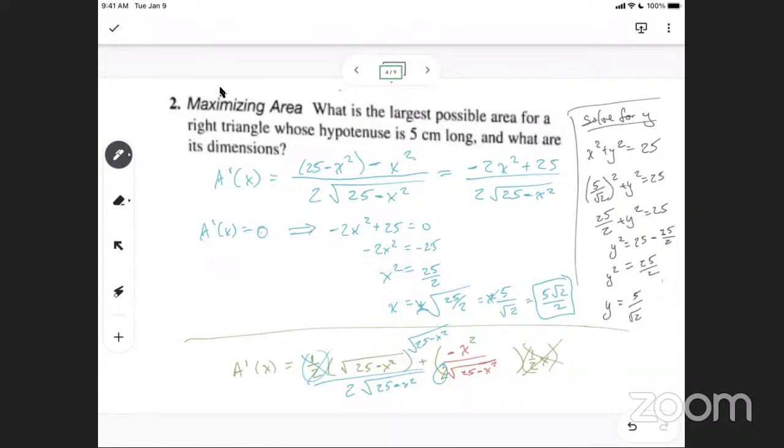So what is the area then? So there's my y. So what is the area? Remember, area is 1/2 base times height, or x times y. So it's 1/2 times 5 over root 2 times 5 over root 2, which equals 25 over root 2 times root 2, which is 2 times 2, which is 4. 25 over 4 centimeters squared. And don't forget to put centimeters. And there's your answer.